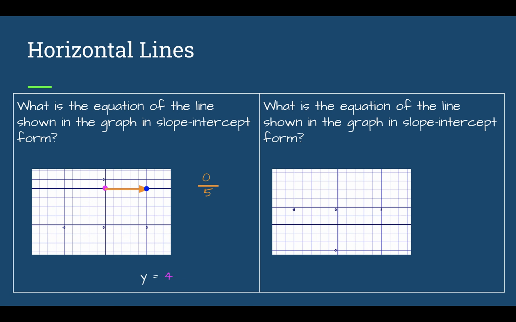So pause the video, identify the equation for your line. Check your answer. Here we had a y-intercept below 0, so negative 2. The slope is 0, so y equals negative 2.